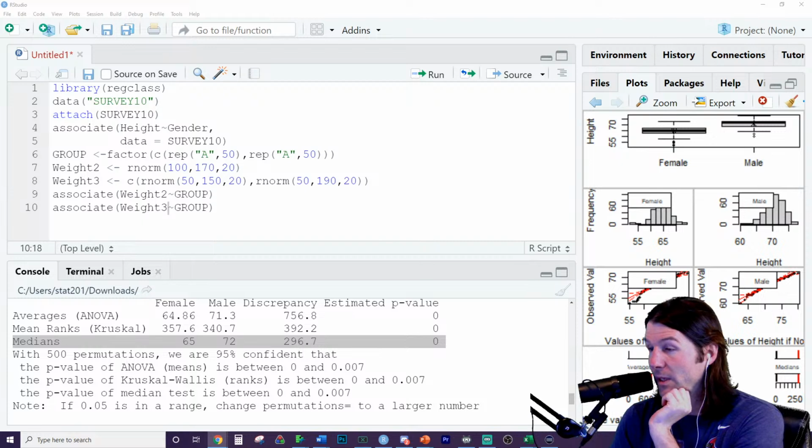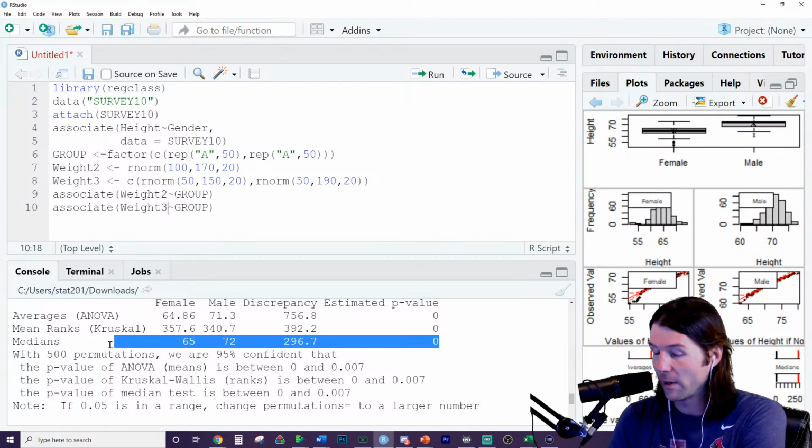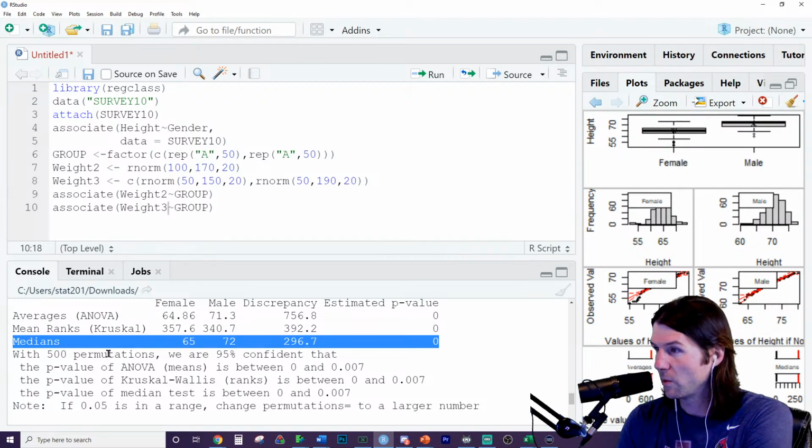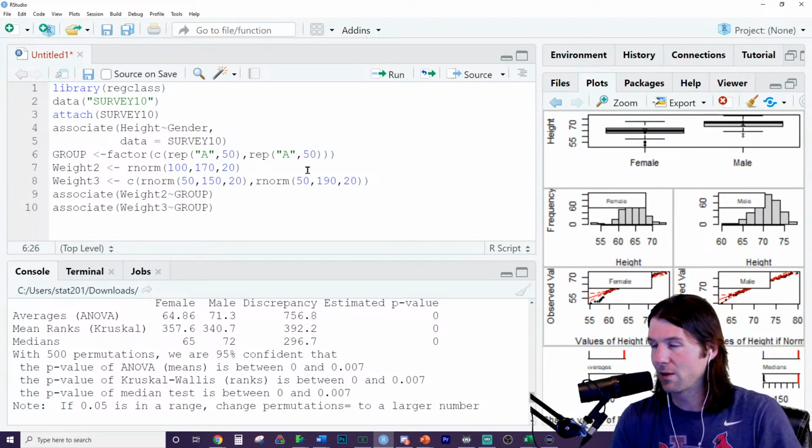What it means is these differences between medians were extremely unlikely by random chance. So the differences we observed between the medians, between the median of 65 and the median of 72, it's very unlikely that this would occur by random chance. And so it might make more sense if we use some data that would be by random chance.